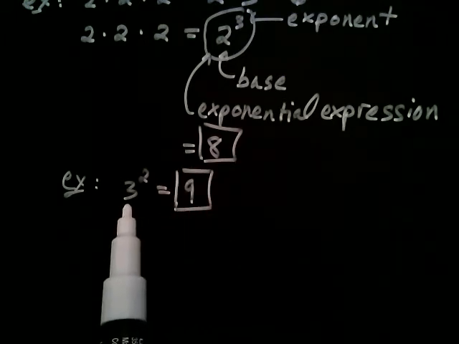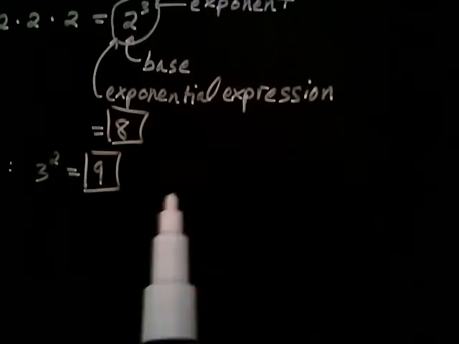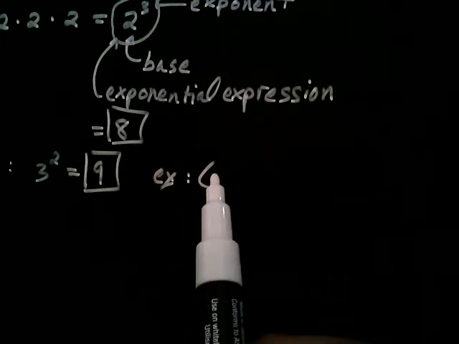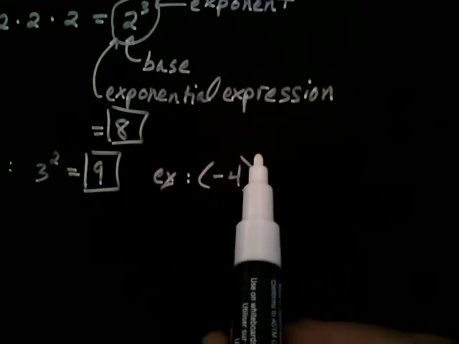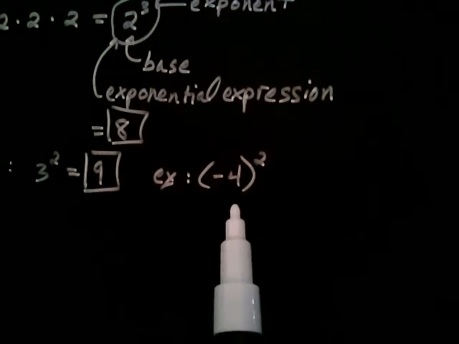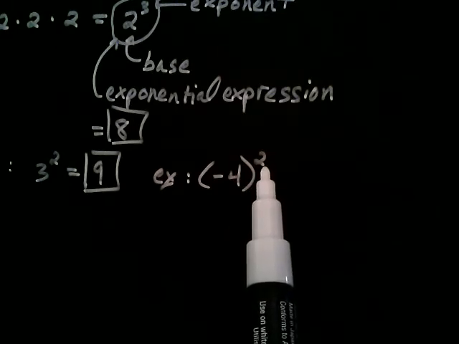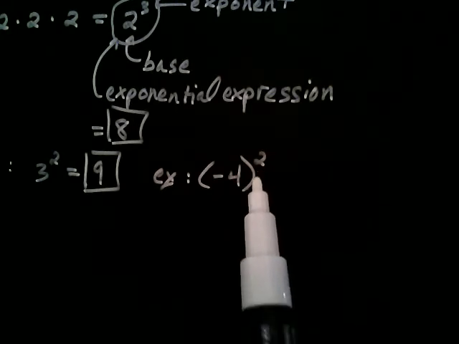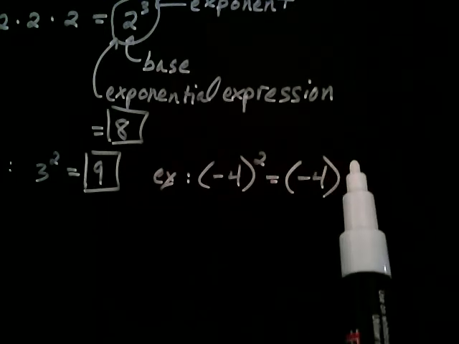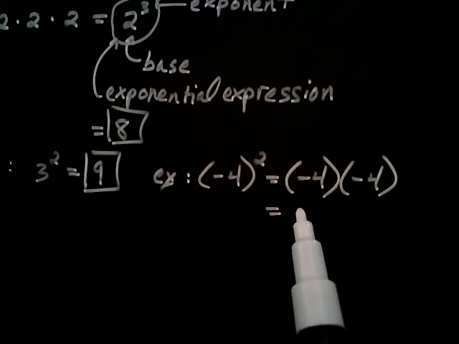Now, of course, the base doesn't have to be positive. Instead, what we could do is we could have something like this. We could have, for example, (-4) to the second power. This is also, by the way, said (-4) squared. When the exponent's a 2, people often say squared. Well, what does this represent? -4 multiplied by -4. And as we know, that's equal to +16.